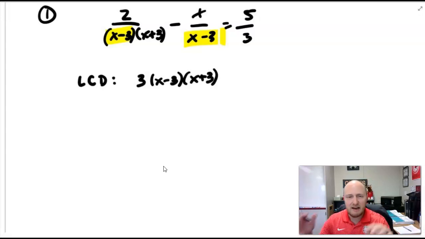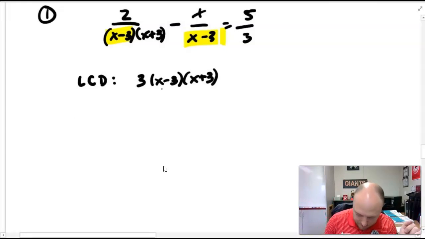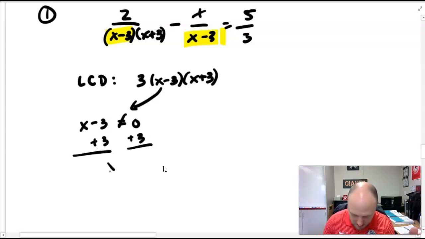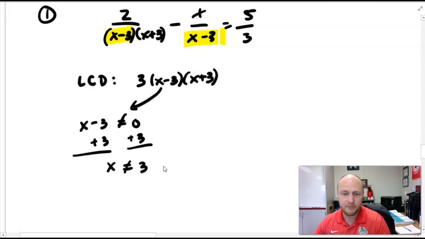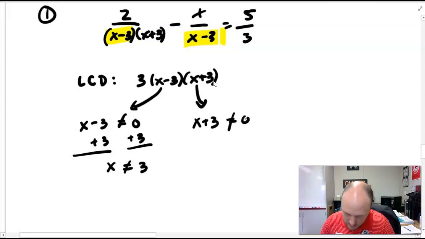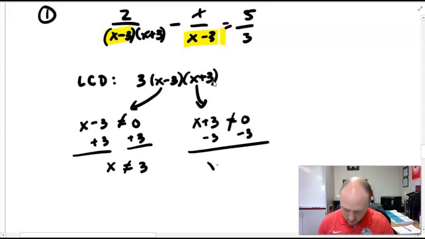So what are my excluded values? I just need to take everything with a variable and set it equal to 0. I say, hey, x minus 3, you cannot equal 0. Then I solve this. It's as simple as adding 3 to both sides. We say x cannot be 3. 3 is a troublemaker, don't allow 3 in. Then I look over here at x plus 3. I say x plus 3 cannot be equal to 0. We solve this by subtracting 3, and we get x cannot be negative 3.